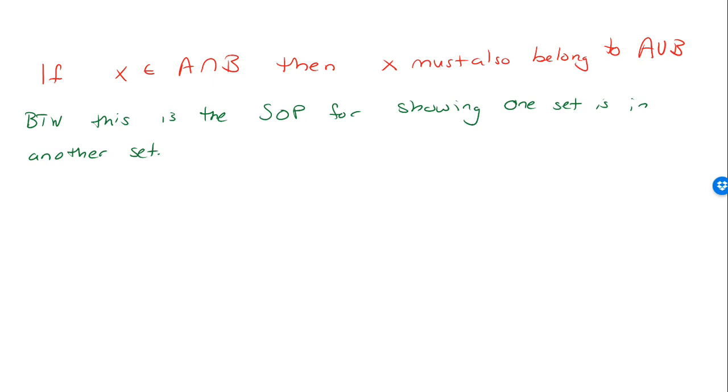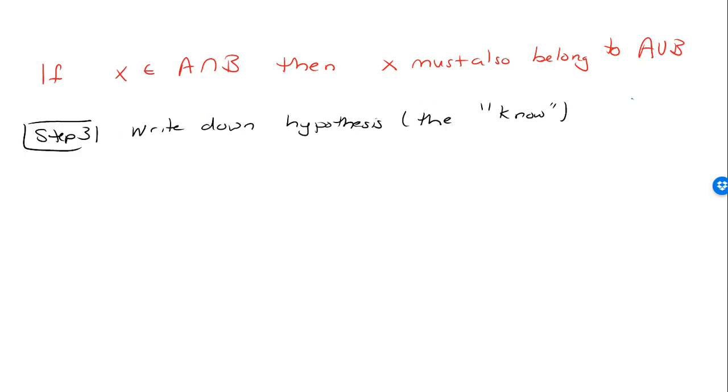You let X be an element in the first set, and then show X must be an element in the second set. So we're going to do that more often, so you'll see it again.